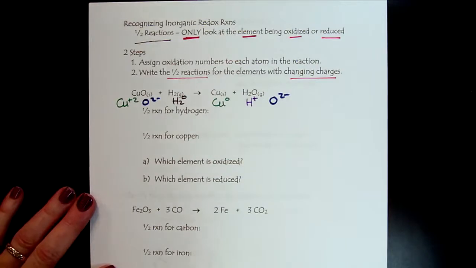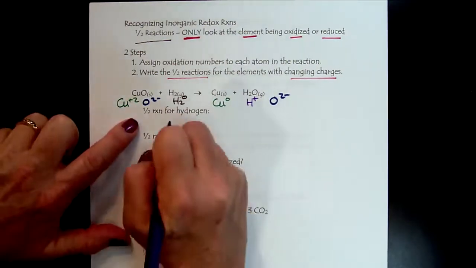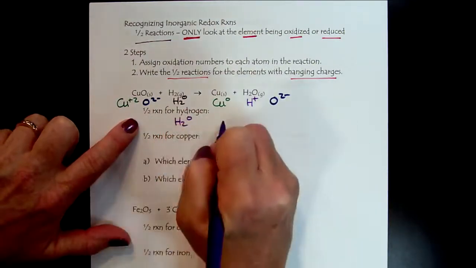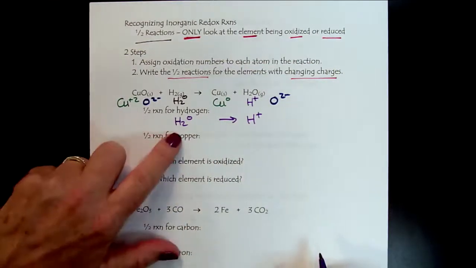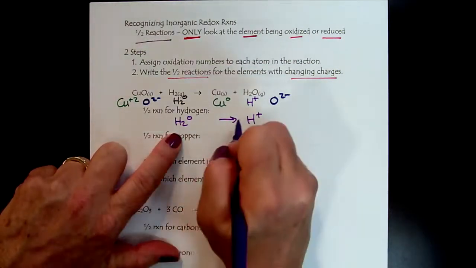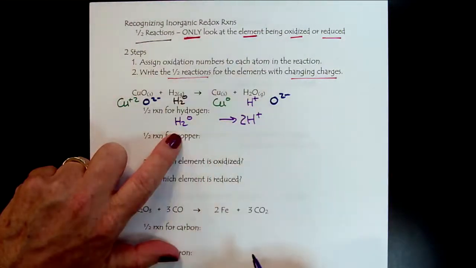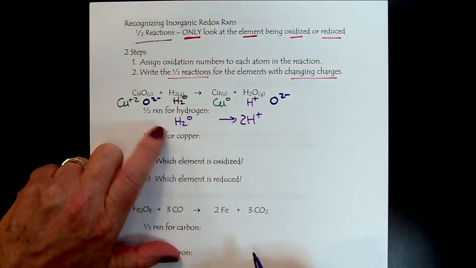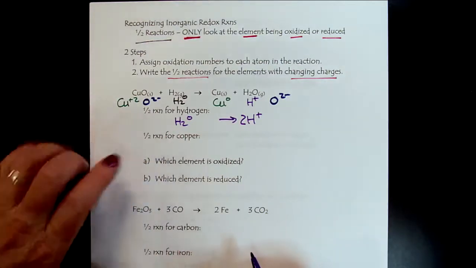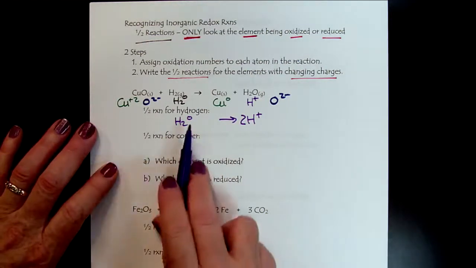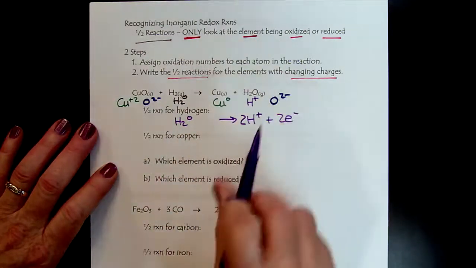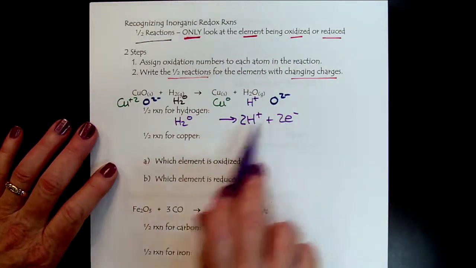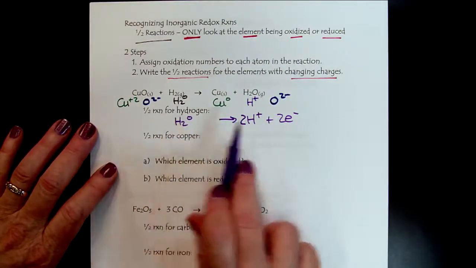Alrighty, so let's write the half reaction for hydrogen. Hydrogen started as a 0 and it went to +1. Now because of the pure state being diatomic, we'll put a coefficient here to keep our atoms balanced. And now we're going to add the electrons to balance the charge. So we have a 0 and a plus, so we're going to put the electrons here so that the positive 2 and the negative 2 cancel. So we have 0 on the left and 0 on the right.